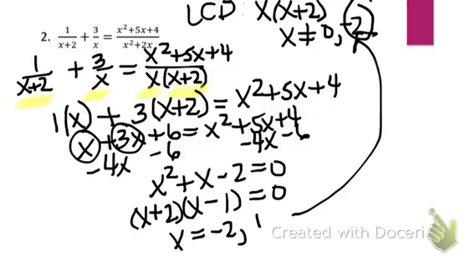Before I circle that, I've got to look back up at my domain restrictions. What do we notice is a domain restriction? -2, correct? So that means that this guy right here cannot be a solution. He is one of my domain restrictions, so he is therefore extraneous. So my only solution is 1.